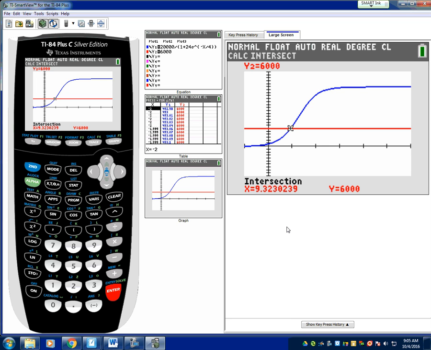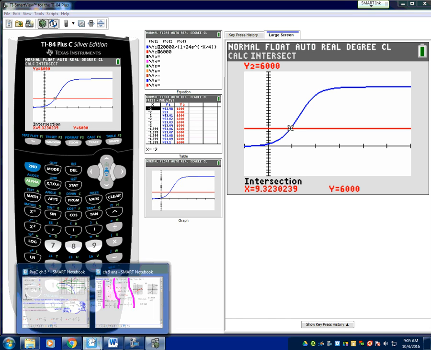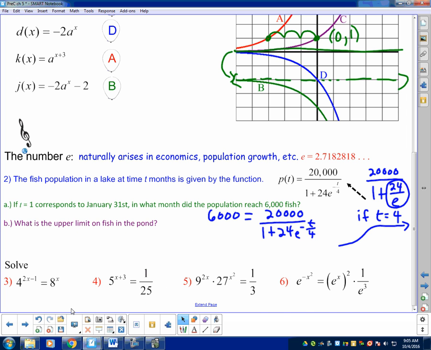So 9.323. What are the units on that? What's that? No, I don't think it's fish. The 6,000 I think was fish, right? So it's t. Let's see. T equals 1 corresponds. Okay. So in what month? Okay. So first of all, t equals 9.323. So that's months. So if t equals 1 corresponds to January 31st.